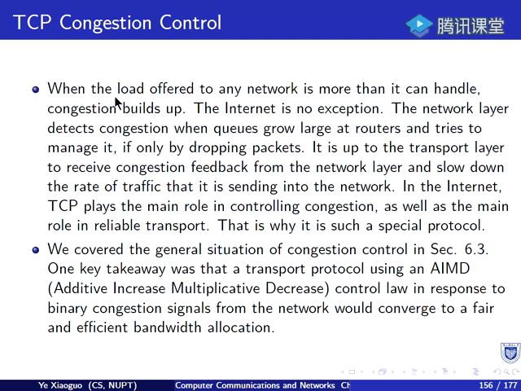In the internet, TCP plays the main role in controlling congestion, as well as the main role in reliable transport. That is why it is such a special protocol. We covered the general situation of congestion control in the previous section. A key takeaway was that a transport protocol using an AIMD mechanism, meaning additive increase and multiplicative decrease control law, in response to binary congestion signals from the network would converge to a fair and efficient bandwidth allocation.